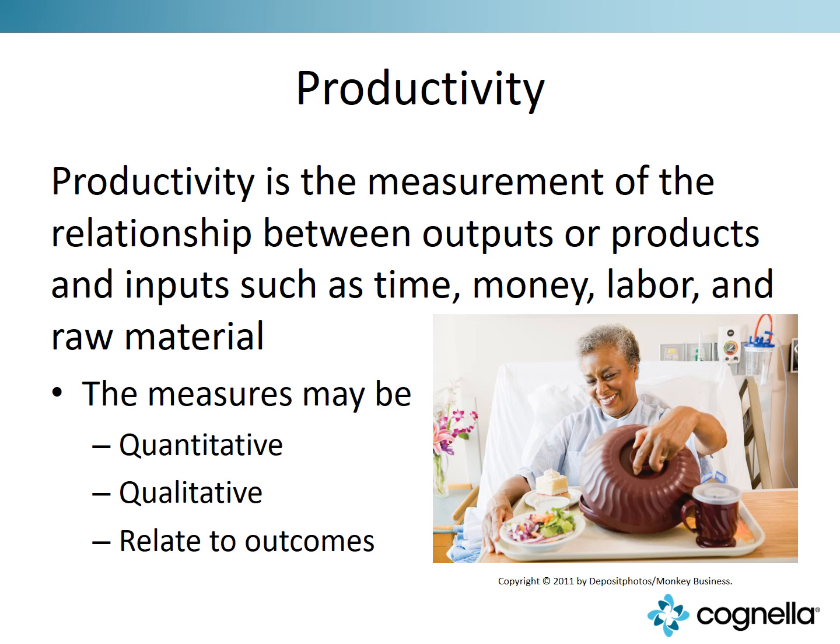Second, we'll talk about productivity and different things we need to be accountable for. So productivity is the measurement of the relationship between outputs or products and inputs, such as time, money, labor, or raw material. And we can look at this productivity in different measures, such as quantitative and qualitative, and relate those to those outcomes.